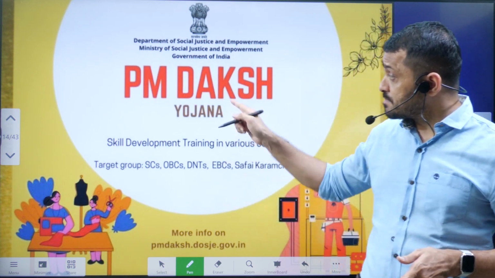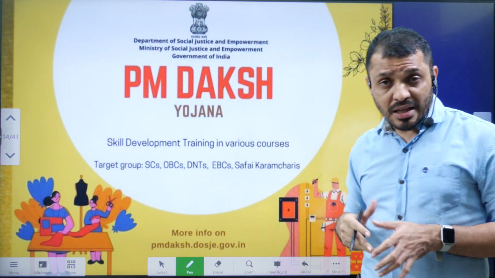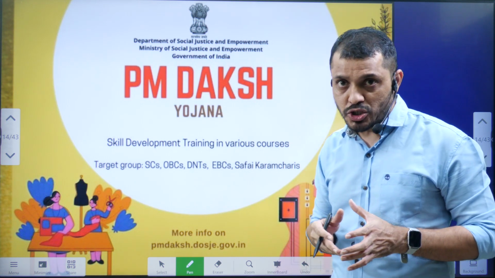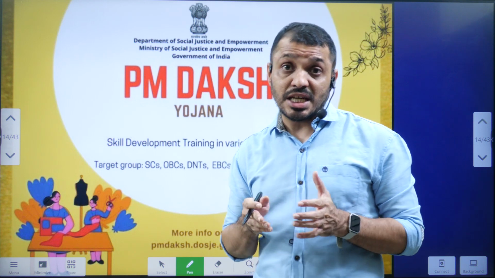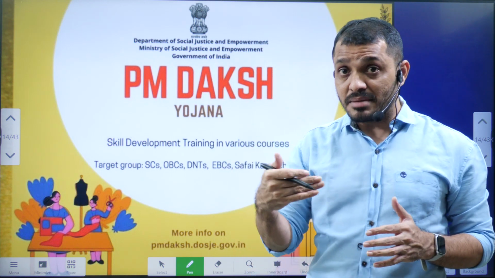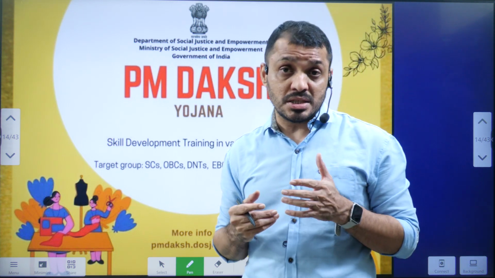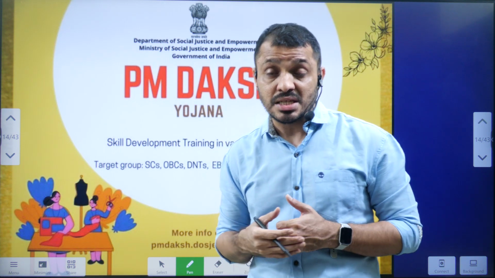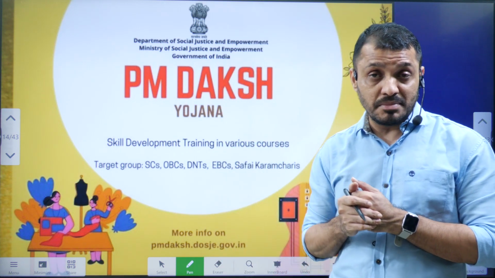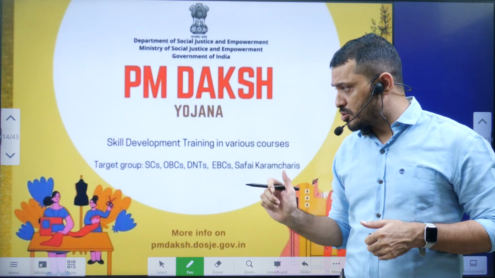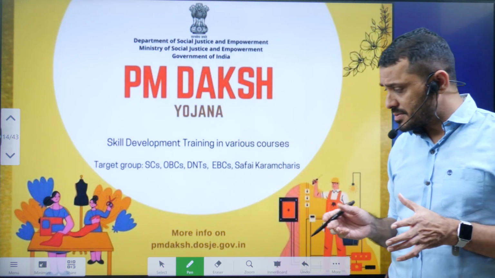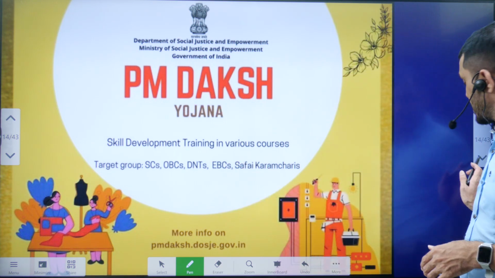And the third topic is PM-DAKSH Yojana. The main objective of this PM-DAKSH Yojana is skilling youth, skilling women, as well as skilling artisans. By skilling them, we can increase their employability opportunities so that the overall economy can be helped. So now we'll see the full form of PM-DAKSH, and who the target groups are.